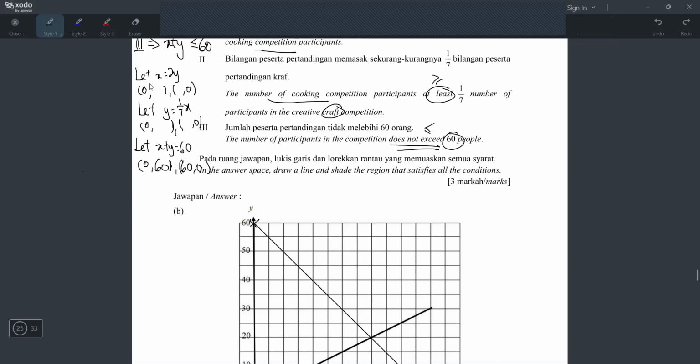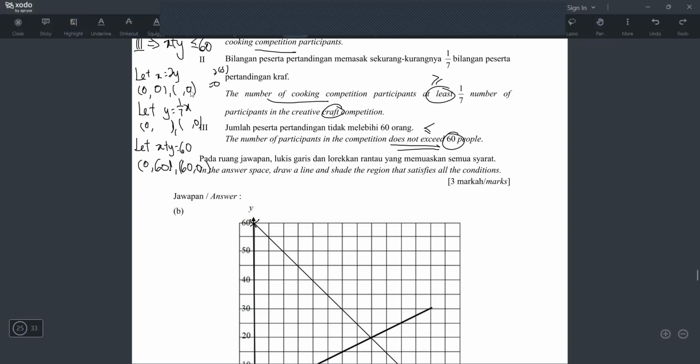Okay, what if I substitute X equals 0? Y would be 0, because if I substitute X as 0, it would be 0 equals 2Y, and then Y would be 0 divided by 2, which is 0 also. So what if I substitute Y as 0? If I substitute Y as 0, X will be 2 times 0, which is 0. So can you see, 0, 0 and 0, 0 are the same point. It means I have to erase this and choose another point.